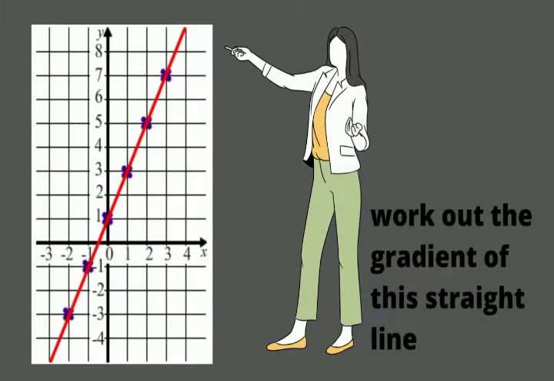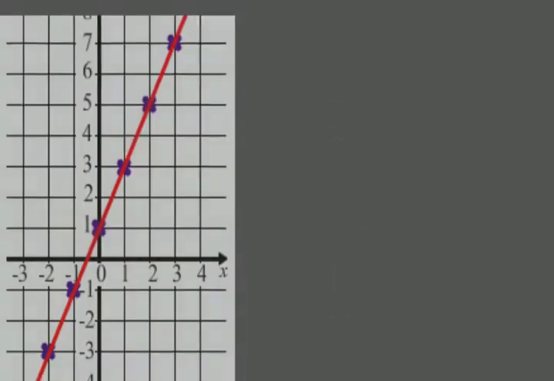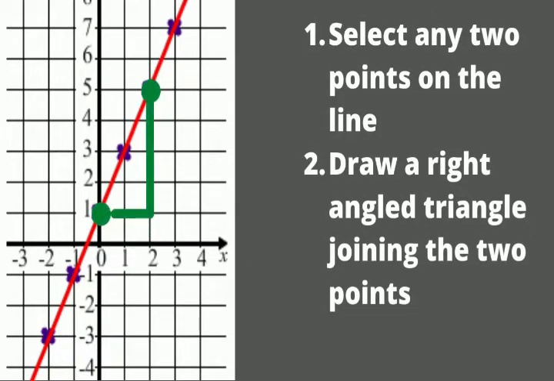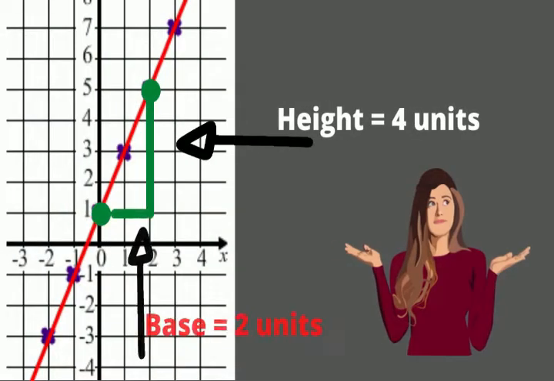Here on my screen, you can now see a straight line that is already plotted on the graph. The question here is to determine its gradient. For finding the gradient of the line, firstly, I have to select any 2 points on this line. Here, I have highlighted the 2 points that I have selected. Then join these 2 points to form a right angle triangle. Then measure the height and the base of this right angle triangle and note it down. Here, the height is 4 units and the base is 2 units.